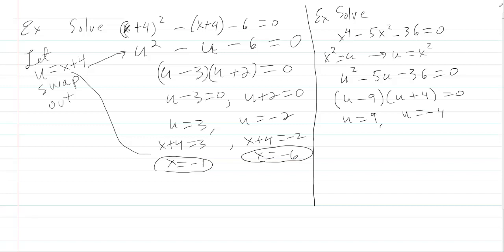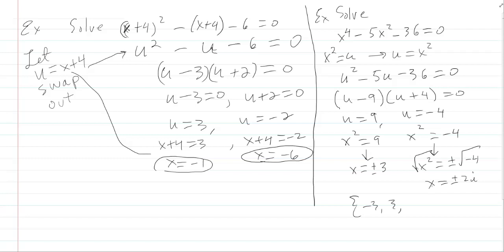Now remember, u is equal to x squared, so I have x squared equals 9, and x squared equals negative 4. Well, we can use our square root property. We see x is plus or minus 3. This one, again using the square root property, you get plus or minus square root of negative 4. So got to be careful, make sure you know that's a 2i. So I got my 4 answers. Sometimes they put them in a set like this: negative 3, 3, and then negative 2i and a plus 2i. Sometimes I'll write them like that.